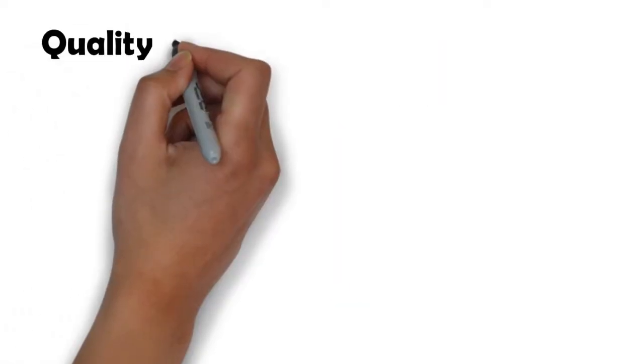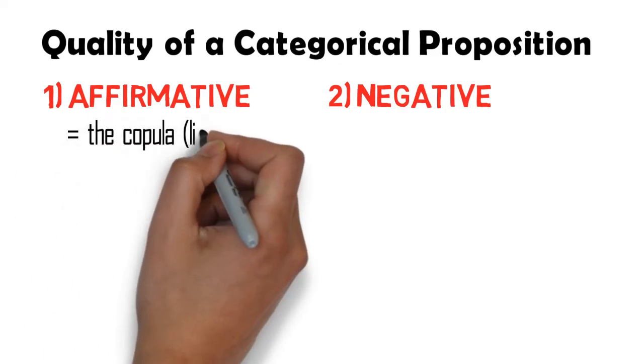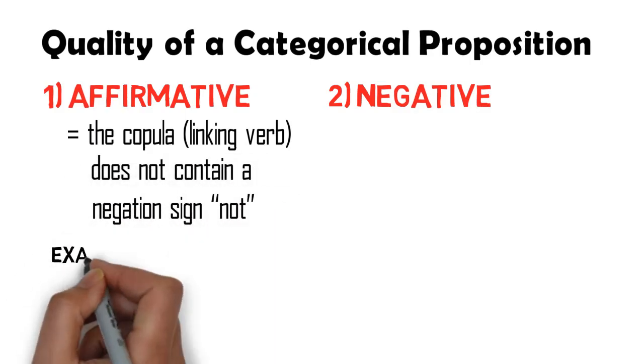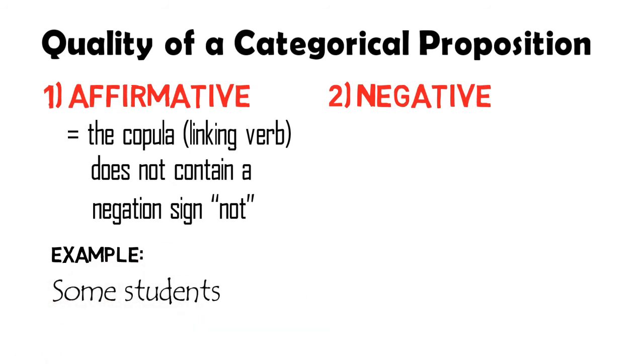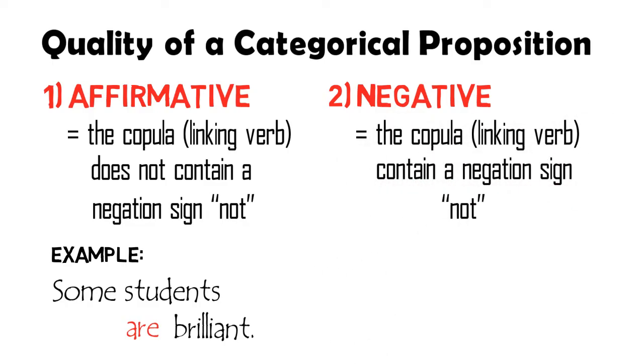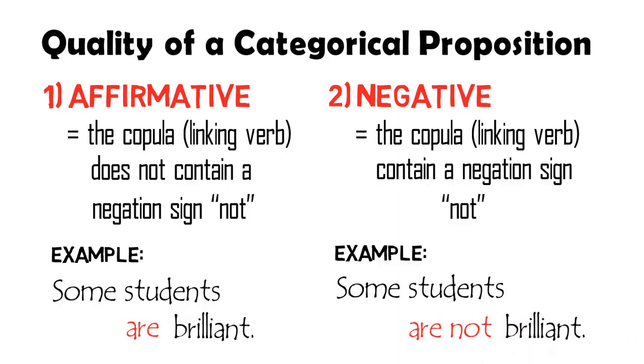Now, let's talk about the quality of a categorical proposition. Categorical propositions can be either affirmative or negative. On the one hand, a proposition is affirmative if the copula of the proposition does not contain a negation sign, not. Example: some students are brilliant. On the other hand, a proposition is negative if the copula of the proposition contains a negation sign, not. Example: some students are not brilliant.